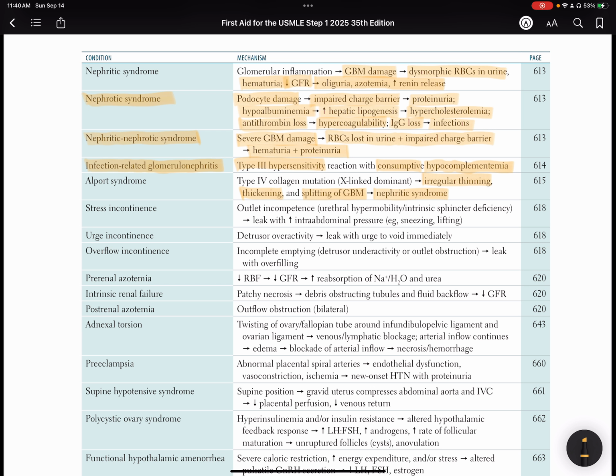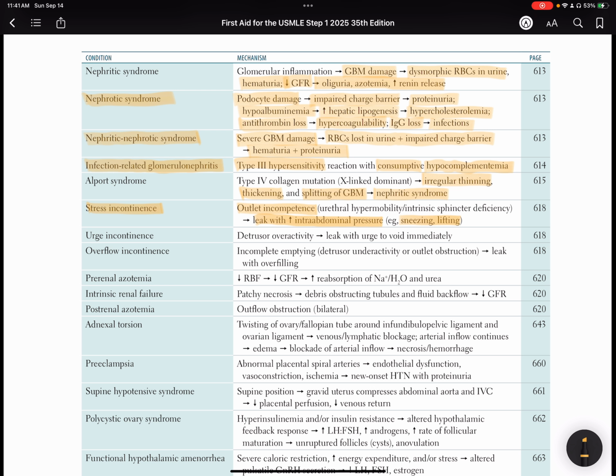What is stress incontinence? Outlet incompetence, urethral hypermobility, intrinsic sphincter deficiency leads to leak with increased intra-abdominal pressure, and sneezing and lifting exacerbate stress incontinence. So, stress incontinence is outlet incompetence, which is urethral hypermobility, intrinsic sphincter deficiency, leak with increased intra-abdominal pressure, like sneezing and lifting.